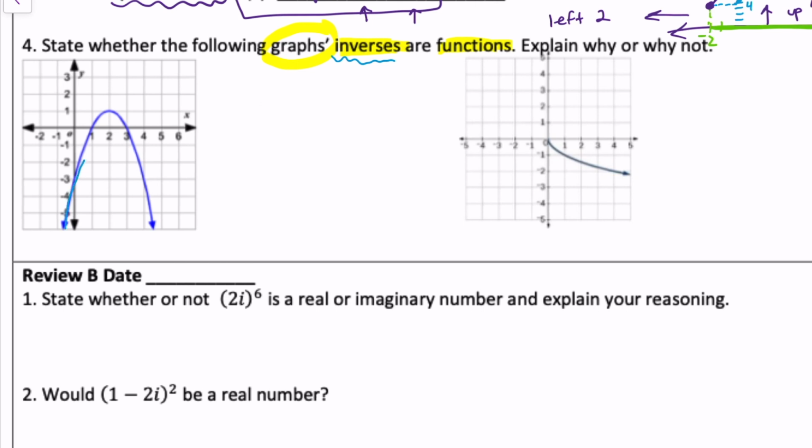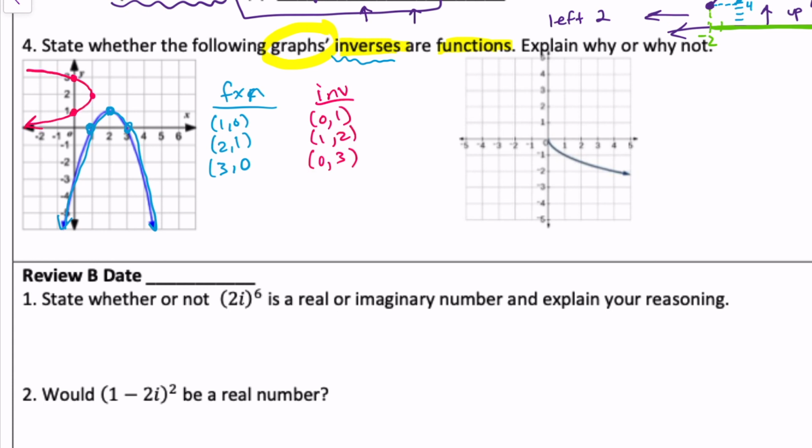So if I have the graph of the original, I could pick a few points on this graph and actually plot its inverse. So let's pull a few points off of this. I'm going to choose (1, 0), (2, 1), and (3, 0). Then I can just swap the x and y and plot those to have my graph of my inverse. So take a moment to plot. You're probably already leaning towards function or not a function, but take a moment to remember that the graph of an inverse is symmetric about that line, y equals x.